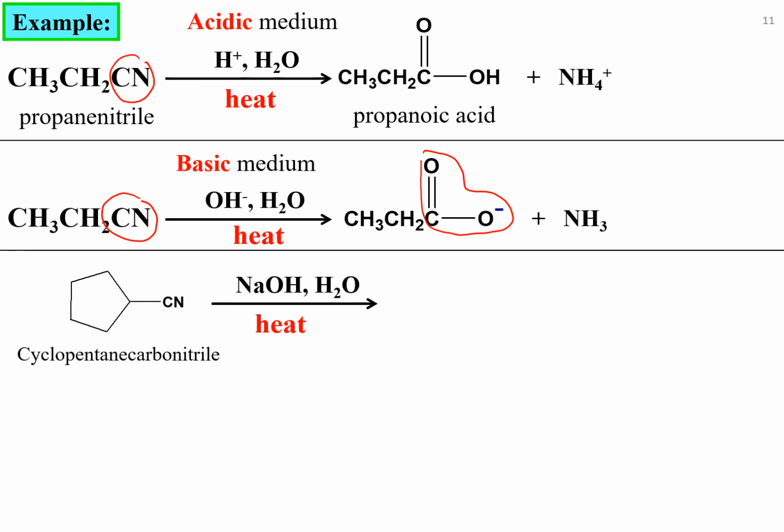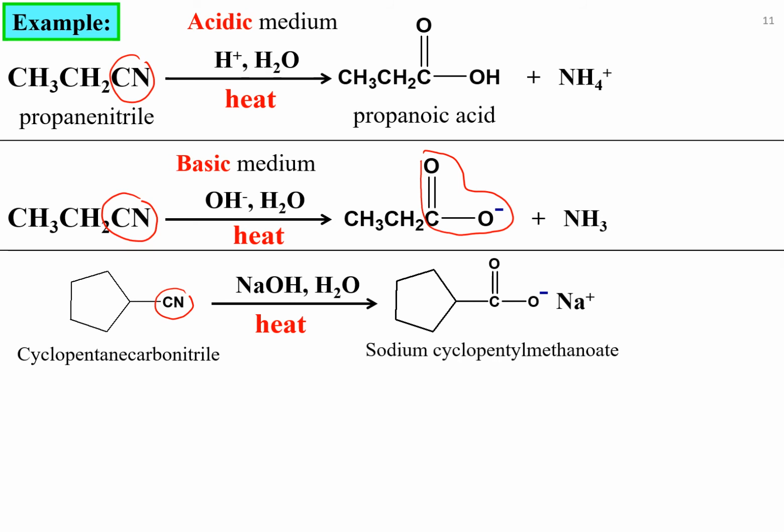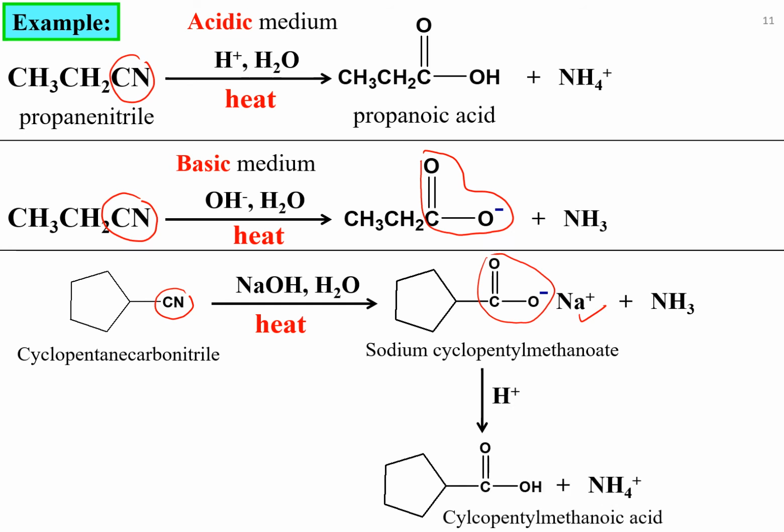We look at the third example, cyclopentane carbonitrile. The CN undergoes basic hydrolysis because NaOH is a strong base. So the CN will be converted to COO minus. Because we're using NaOH, you have Na plus here. The byproduct is ammonia. Sodium cyclopentanecarboxylate is a salt. React with acid, so you convert it to cyclopentanecarboxylic acid plus ammonium ions.